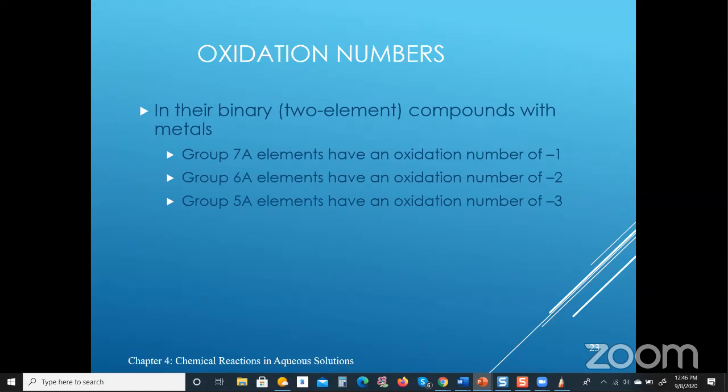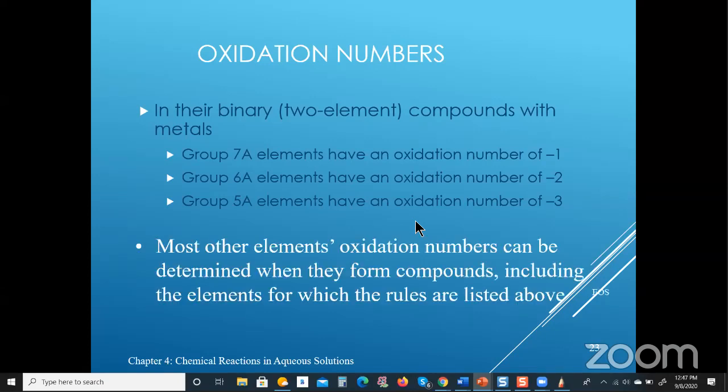but with the exception of peroxides, where in that case, the oxidation number of oxygen is -1. Okay, some other rules that you need to be aware of, and these have to do with binary, in other words, 2-element compounds, where one of the elements belong to either group 7A, 6A, or 5A. In such compounds, elements in group 7A will have an oxidation number of -1, elements in group 6A will have an oxidation number of -2, elements in 5A will have an oxidation number of -3, all right? So that's specific to these groups. And if you're talking about specifically elements from these groups that form binary compounds with metals, right?